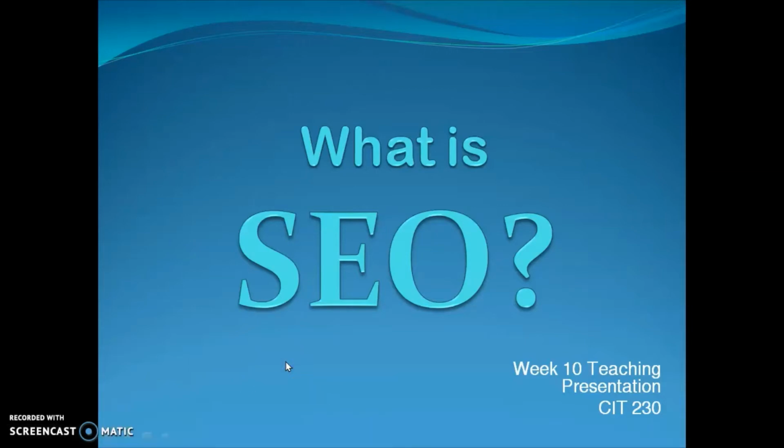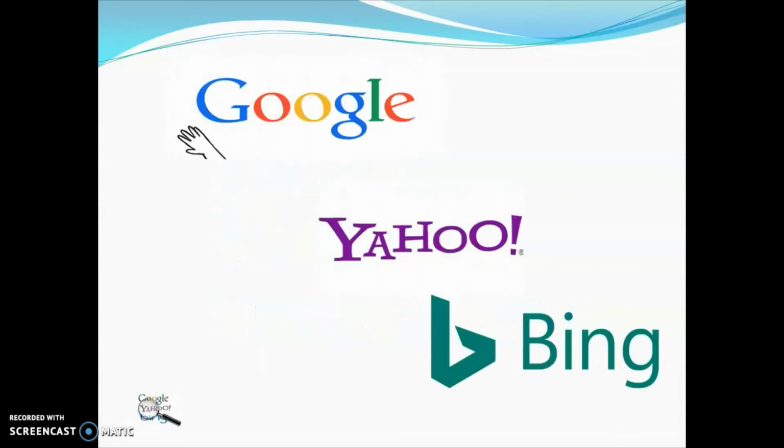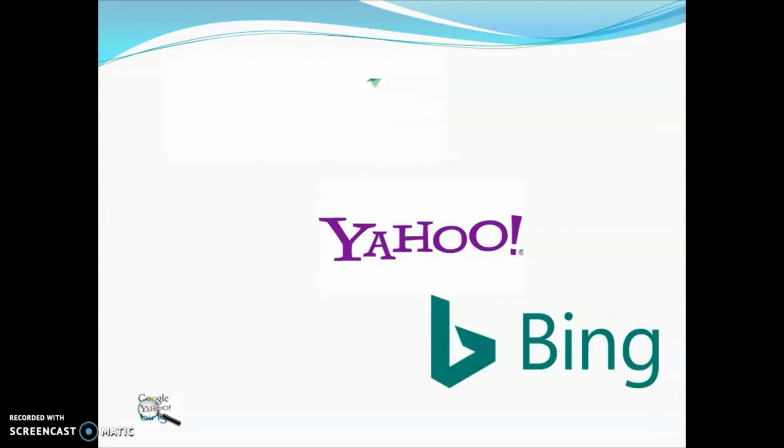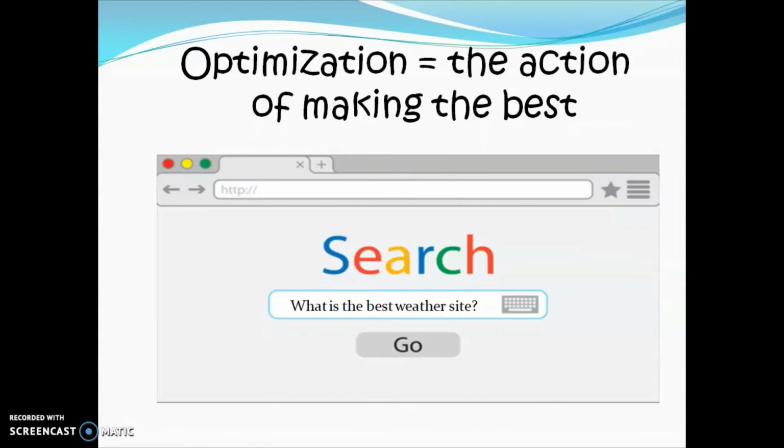Let's get started. First off, SEO is an acronym that stands for Search Engine Optimization. A search engine is something like Google, Yahoo, or Bing that serves up information based on specific search terms. Search terms could be anything from "what is SEO" to "what is the best weather site." Optimization means the action of making the best or most effective use of something.